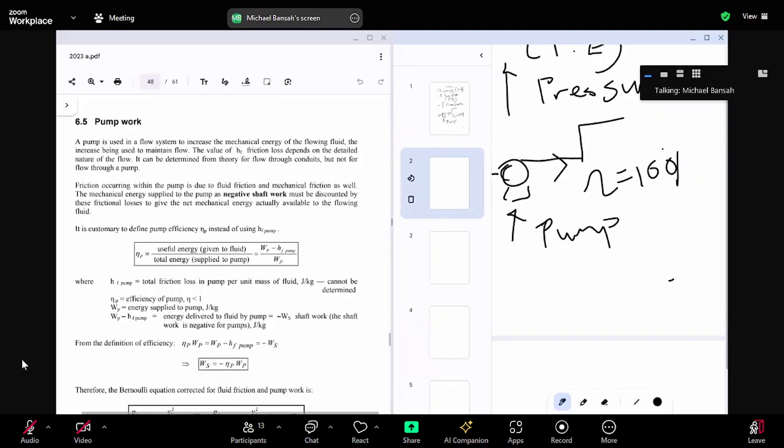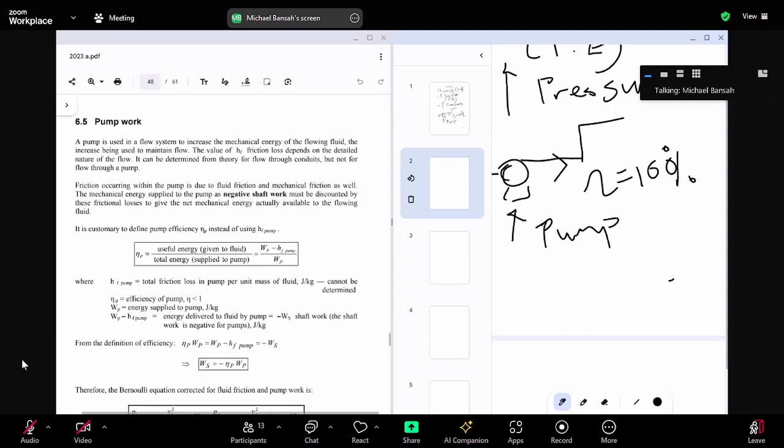It won't be 100% as we want it to be because of friction losses. So there is a formula to help you know how much energy you inputted into the pump and how much work the pump was able to do with that energy considering friction. Is that fine?